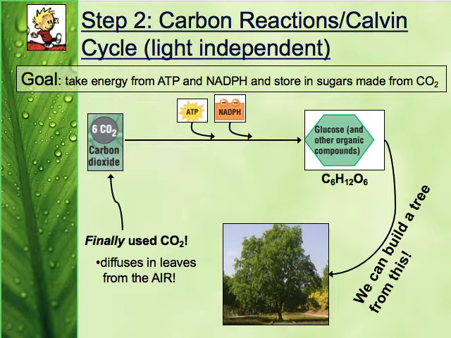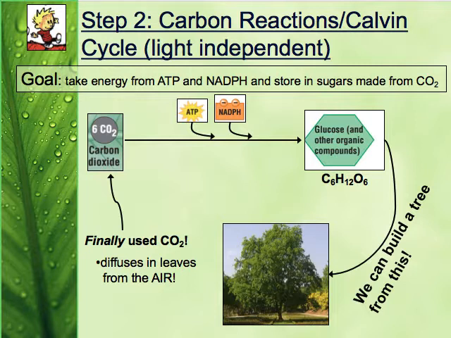Now, the carbon reactions, or Calvin cycle, it's known by both names, is light independent. That means it happens in the light or the dark. Of course, the light reactions that we just discussed only occur during the day when there's light around. The goal of the carbon reactions is to take energy from ATP and NADPH and store it in sugars made from carbon dioxide. We're going to finally use carbon dioxide gas that diffuses into the leaves from the air, and we're going to finally build a sugar.